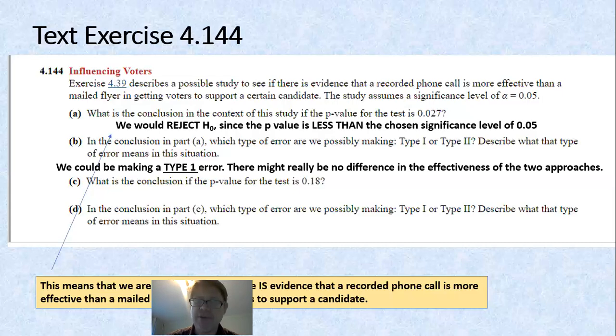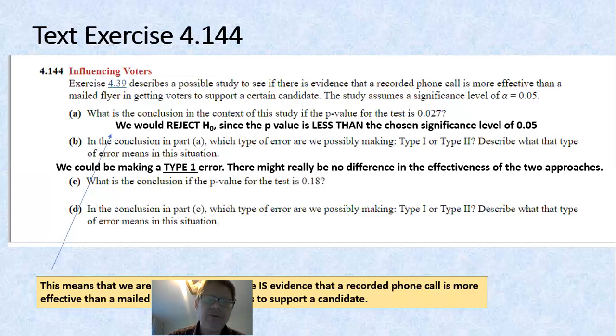Type 1 errors can be made when you reject the null hypothesis. There might actually really be no difference in the effectiveness of these two approaches. The phone calls might be exactly as effective as mailed flyers in getting people to support a candidate. But if we've concluded that the phone calls are more effective when in fact there's no difference between the two, we've made a type 1 error. And that would be the case in part A with that small p-value.